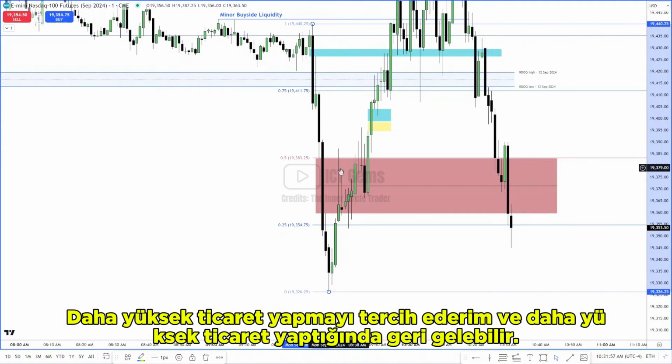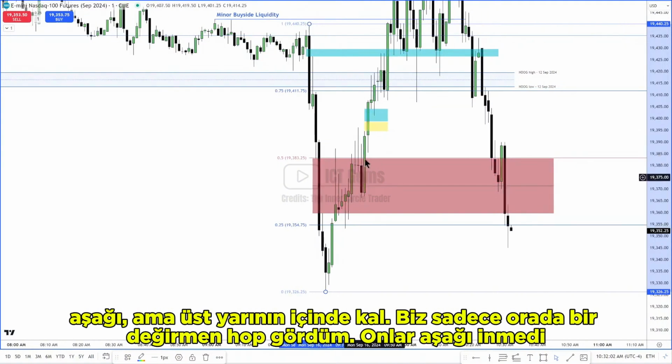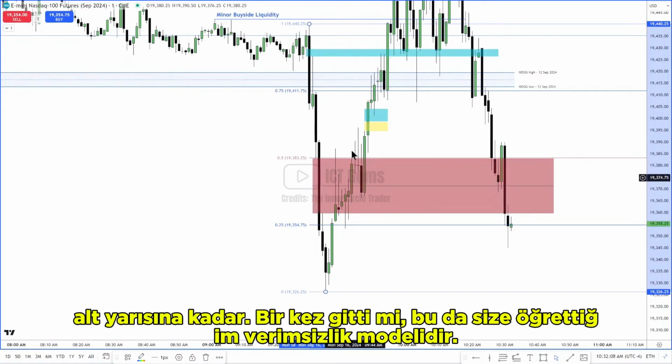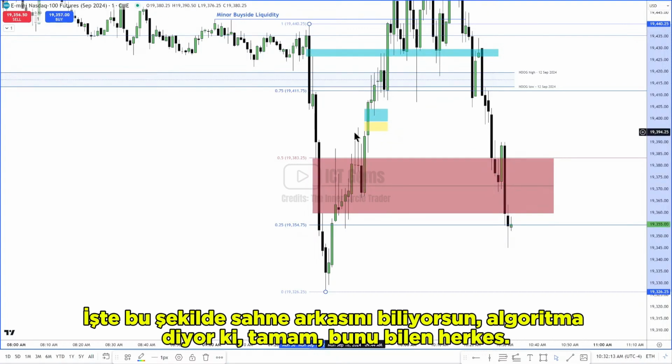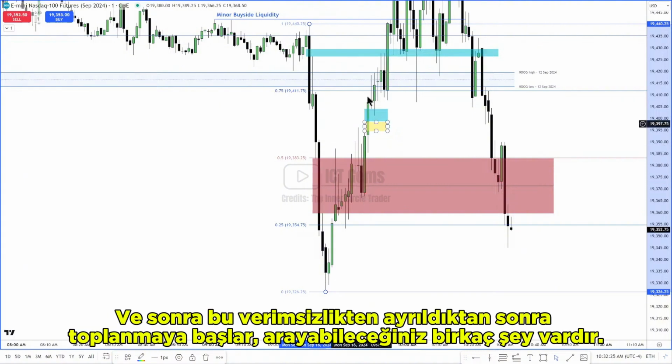I'd rather see it trade higher. And once it trades higher, it can come back down in, but stay inside the upper half. We just saw a mohawk right there. It didn't go down to the lower half once it left it, that's the inefficiency model that I'm teaching you. That's how you know behind the scenes, the algorithm is saying, all right, anybody that knows this information, quote unquote, smart money, you're listening to them. They're going to expect that that's not going to trade lower. And then it starts to rally.